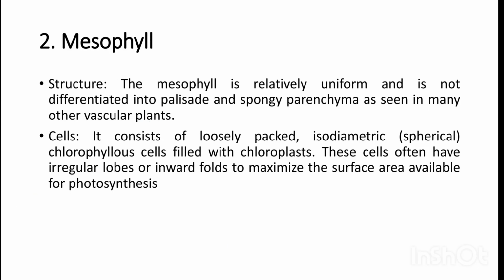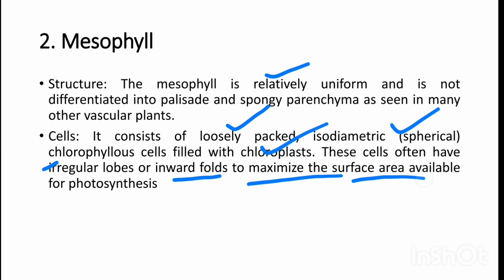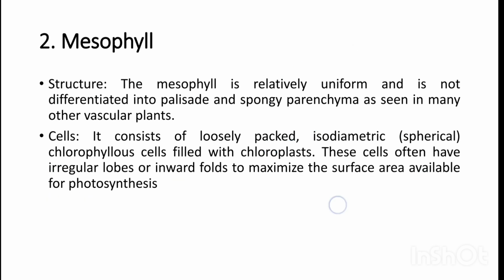Next, mesophyll. Mesophyll is relatively uniform and is not differentiated into palisade parenchyma and spongy parenchyma. Below the epidermis, mesophyll tissues are present. It consists of loosely packed, almost spherical chlorophyllous cells filled with chloroplasts. These cells often have irregular lobes and inward folds to maximize the surface area available for photosynthesis.